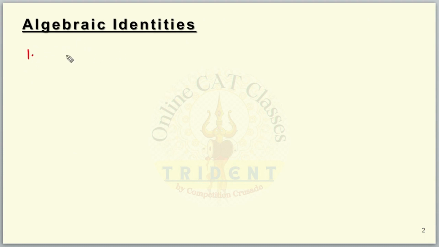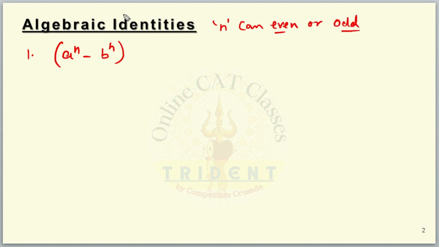First of all, everybody needs to know the factorization of a^n - b^n, when n can be even or odd. This is important. n can be anything, even or odd. In this case, two things you need to remember. This thing can be factorized with a - b. So I am directly saying that a^n - b^n is going to be completely divisible by a - b, whether n is even or odd.